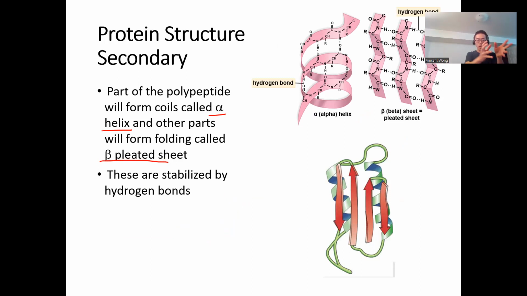Okay, and whether it forms the coil or the zigzag will depend on the sequence. Some amino acids will have a higher chance of forming the helix. Some will form the beta sheets. So in any protein, there would be some alpha helices, and then there might be some beta sheets. It could be only coils, or just beta sheets, or a combination of both. You don't have to have both. That's what I'm trying to say. You could only have one type, or you can have both. That's the secondary structure. Do you guys understand?